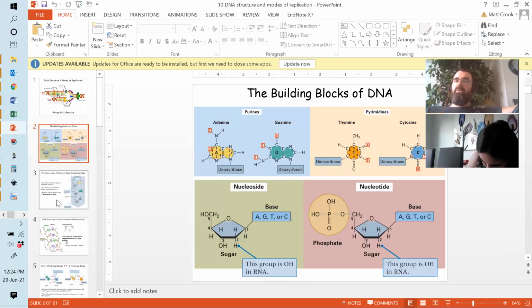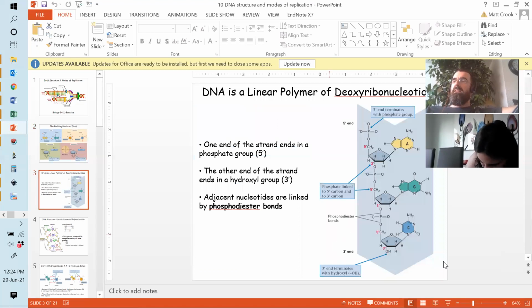Another bit of recap. Again, DNA is a linear polymer, has a direction, 5' to 3'. That direction is designated basically by whether there's a phosphate group at the end, in which case it's 5' because it's added to the 5' carbon, or if there's an OH group at the end, in which case it's added to the 3' carbon, or it's attached to, rather.